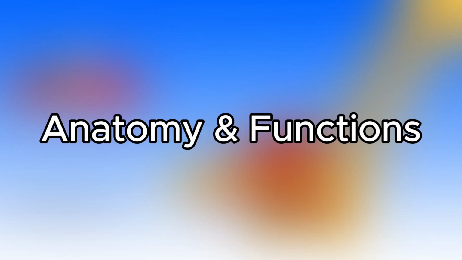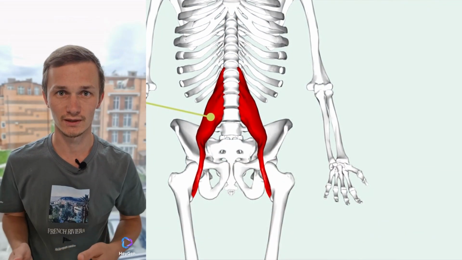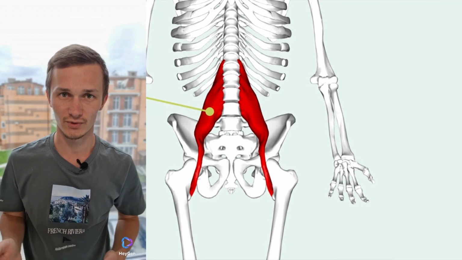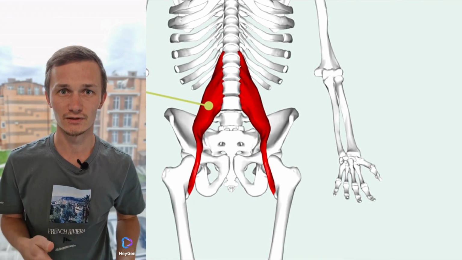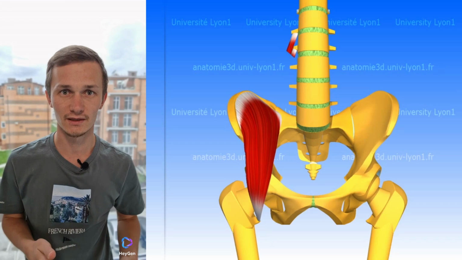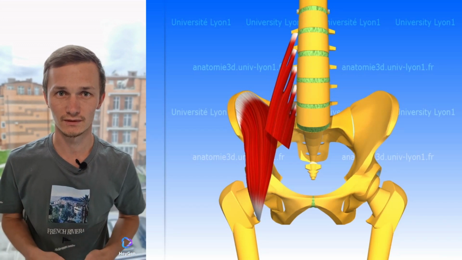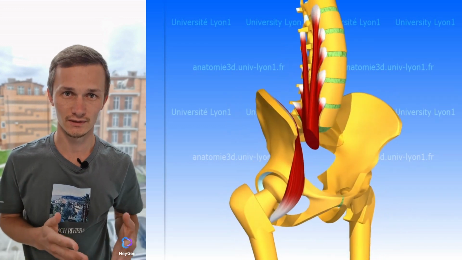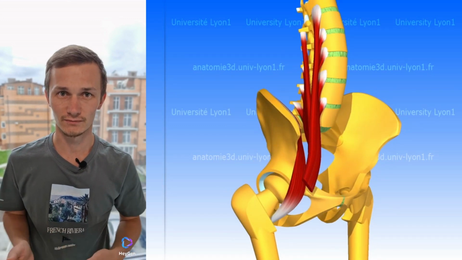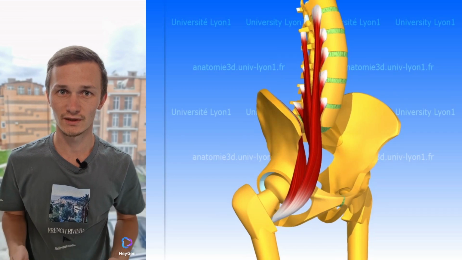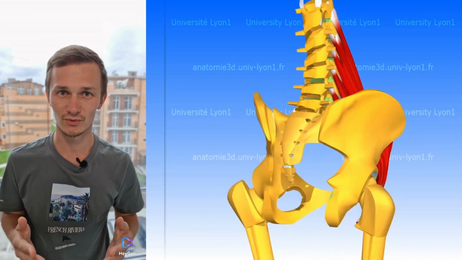The role of the psoas in the body and its anatomy. On both sides of the body, the psoas originates from the spine. It is connected to the 12th thoracic vertebra and each of the 5 lumbar vertebrae. From the spine, it runs down across the abdomen and the pelvis and connects to the upper thigh bone. The psoas is the only muscle in our body that connects the moving part of the spine to the legs.